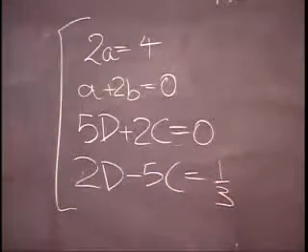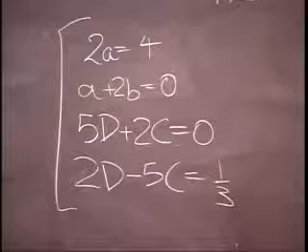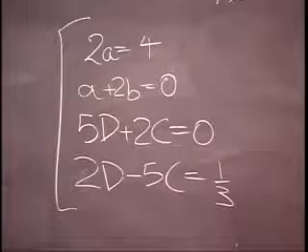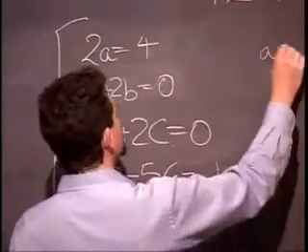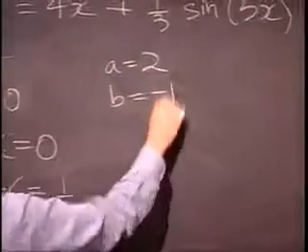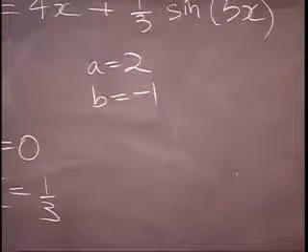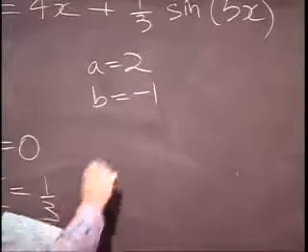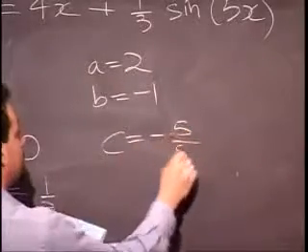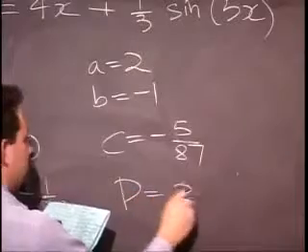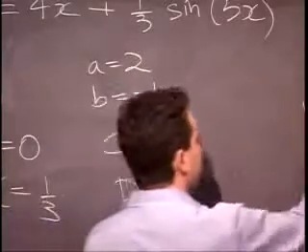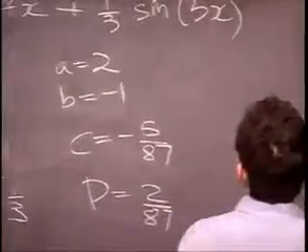See, I've just matched the coefficients, just like in partial fractions, of the different items there, some of which don't appear, so they're 0. The a plus 2b and the 5d plus 2c. So if you work this out, a equals 2, b is equal to minus 1, and unfortunately these don't work out so nicely. I believe, if I'm not mistaken, that c works out to be minus 5/87, and d is equal to 2/87.